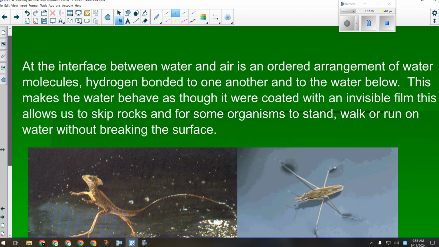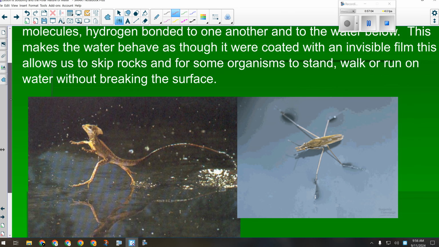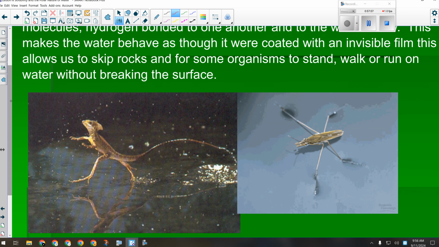All right, and then, like we said, at that interface, if you have something that's light enough, like these water striders, they can sit on the surface tension. They're not heavy enough to break it. You can skip a rock. Skipping a rock is because of surface tension. You make that rock bounce off the surface. If the rock is flat and you get the flat side hitting the surface, it'll bounce. You throw a jagged rock and you might skip it once, but it's probably not going to skip too many times because the jagged edges are going to break the surface tension.